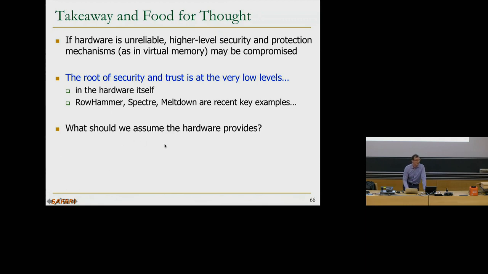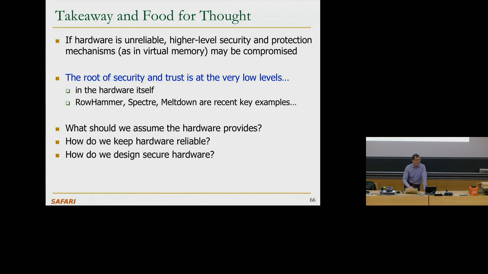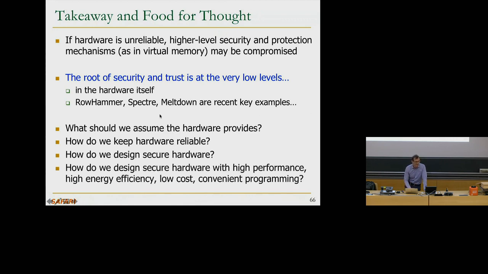What should we assume the hardware provides? That's a good question. How do we keep the hardware reliable such that we don't run into issues like this? How do you design secure hardware? Actually, maybe secure hardware design is not that interesting because it's easy to design secure hardware. But it's very hard to design secure hardware with high performance, high energy efficiency, low cost, and convenient programming, all at the same time. And that's what you need for real architecture. If you care about only security, you can design secure hardware, but it may not be used by anyone else in the world other than you, or in very specific cases. But this is the real question at the bottom.